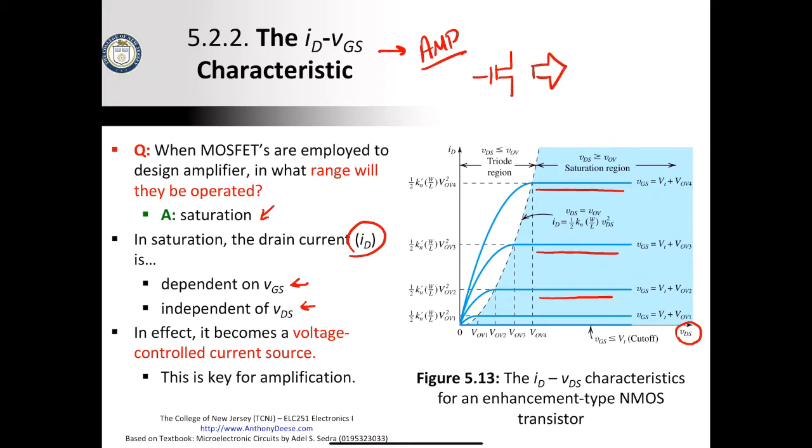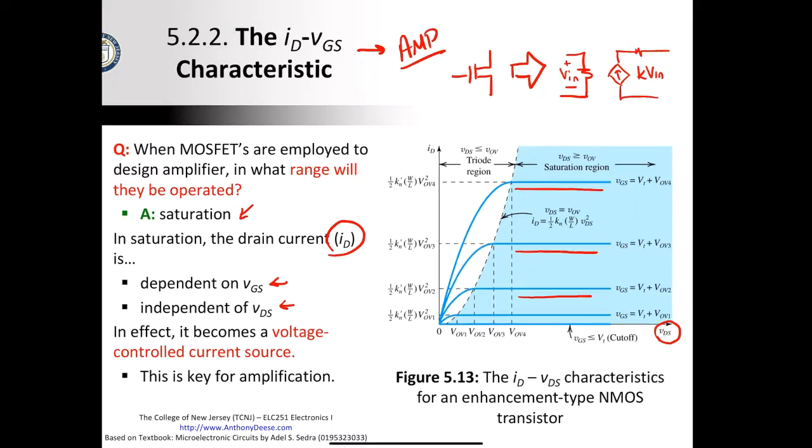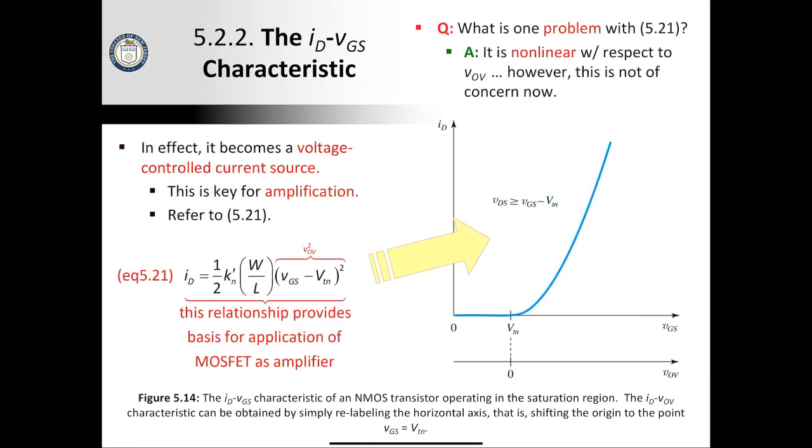So our MOSFET will look like a voltage-controlled current source. This will be K times V in, and this will be V in right here. Like we said before, it becomes a voltage-controlled current source. This is a key characteristic for amplification, and this is shown in equation 5.21. Equation 5.21 is simply just the VI characteristic for the saturation region. We've seen this a bunch of times before.